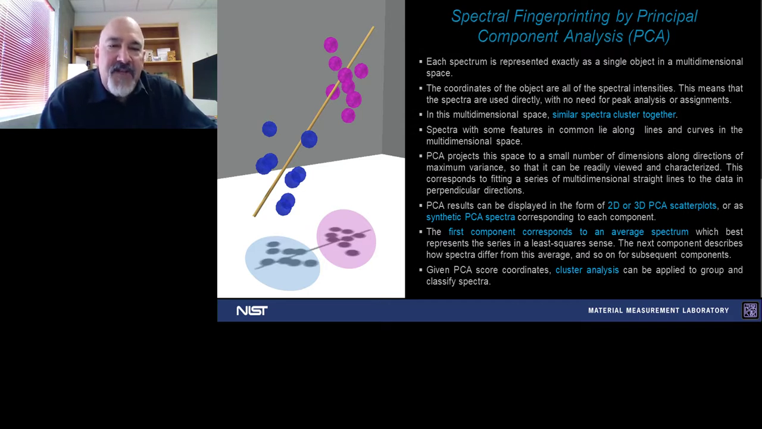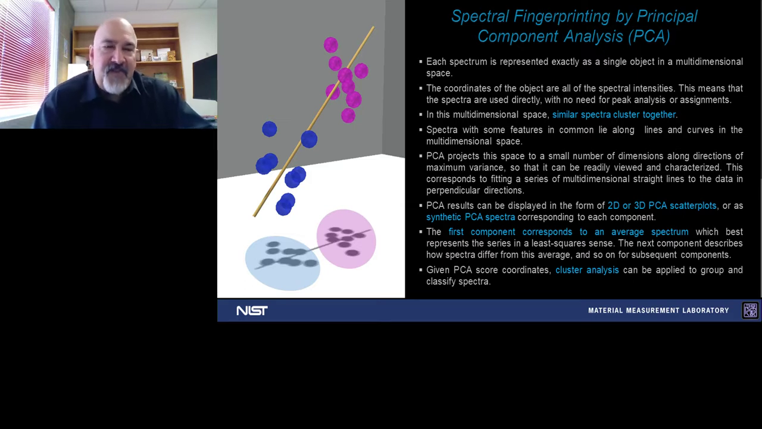This means we can use the spectra directly without any need for peak analysis. Now, what does that mean specifically? Well, let's say we have a 2D spectrum that's 1,000 by 1,000 points. That means 1,000,000 total intensities in the intensity matrix. We can represent such a spectrum exactly as a single object in a 1,000,000-dimensional space.